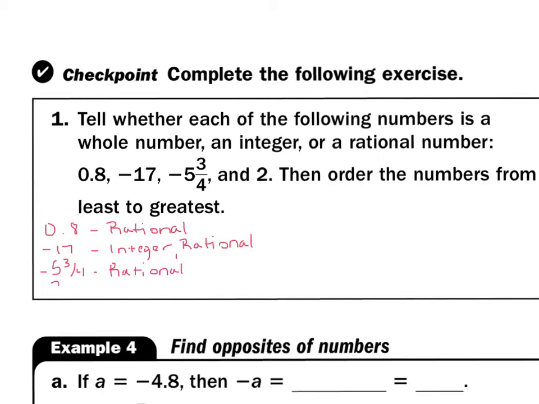And finally, 2. 2 is a whole number. It's a positive counting number. If it's whole, it's an integer, and it's rational.